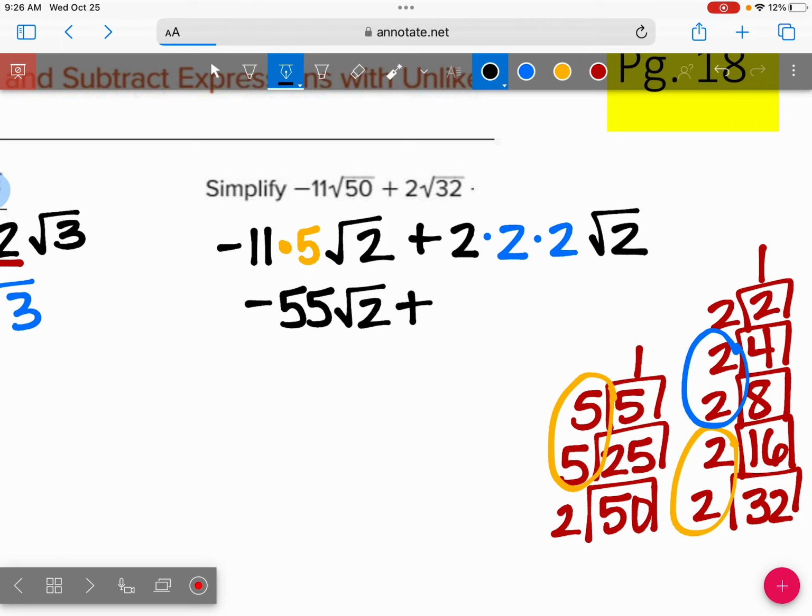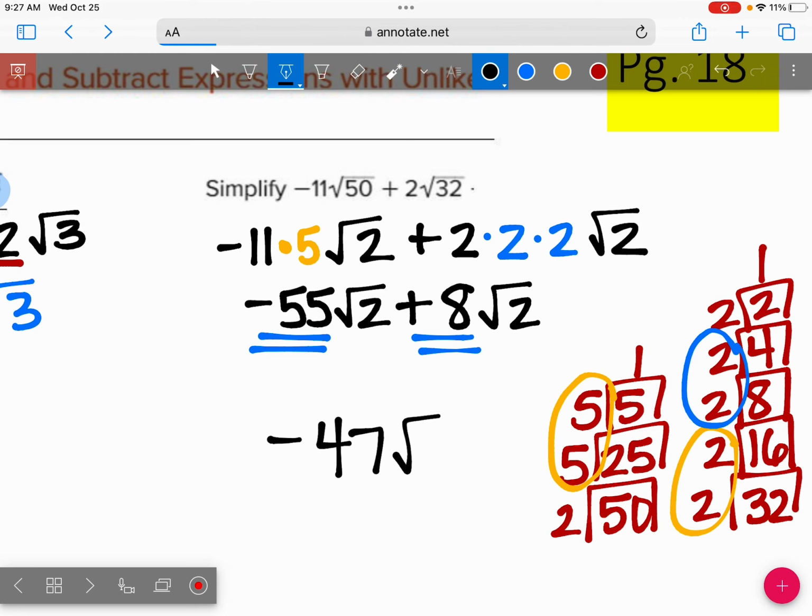So bring down your plus sign. Multiply this in your calculator. Take 2 times 2 times 2. So 2 times 2 times 2 is 8. Now, are they like terms? Do we have the same number underneath the square root? Yep, so we can go ahead and put that in your calculator. Take negative 55 plus 8. And did you get negative 47? So your final answer would be negative 47 square root of 2.